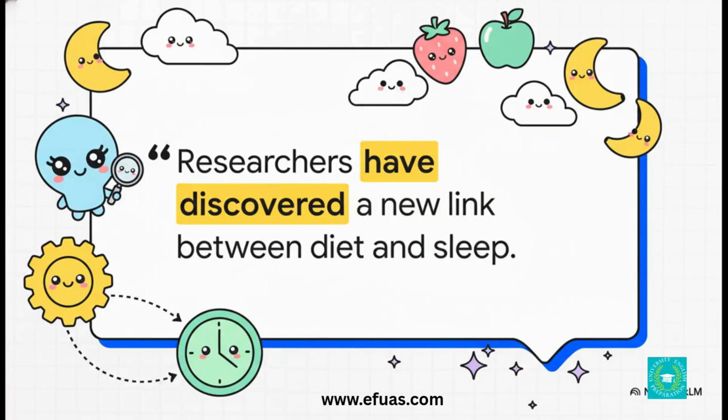Okay, check out this example. Researchers have discovered a new link. Do you see what that verb is doing? It tells us the discovery happened in the past, yeah? But by using have discovered, it screams that this information is still fresh, it's relevant, it matters right now. It's this beautiful, efficient way to connect the past and the present.